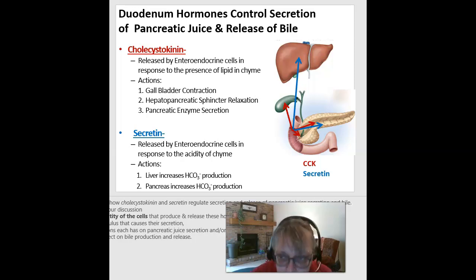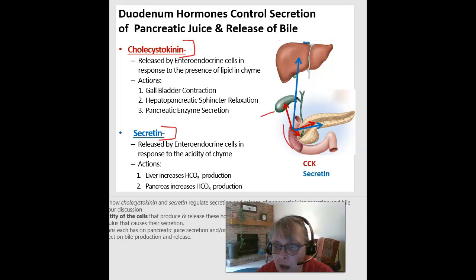So the duodenum right here has cells, enteroendocrine cells, that make two hormones, cholecystokinin and secretin. Both of those hormones are going to affect the liver. So let's talk about cholecystokinin first. Cholecystokinin actually has three targets. It's not the liver per se. It's the gallbladder, the hepatopancreatic sphincter, and the pancreas. So that's what cholecystokinin can affect.